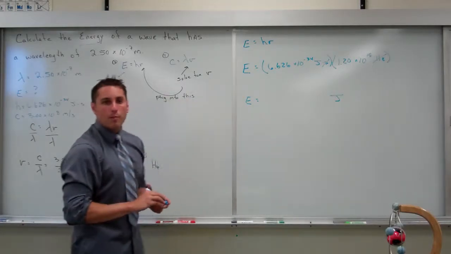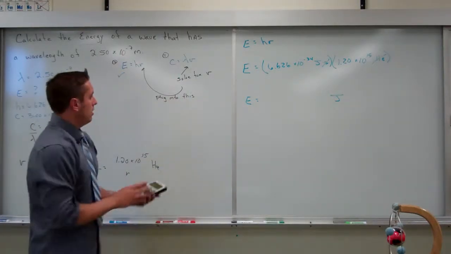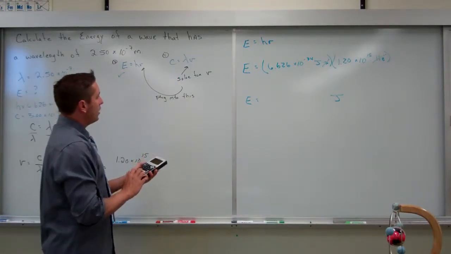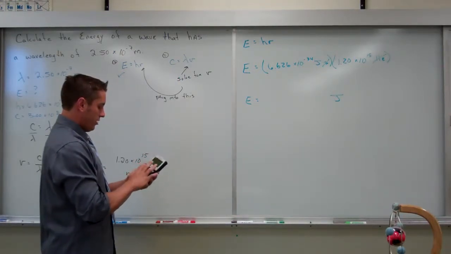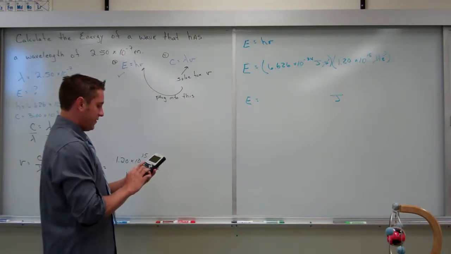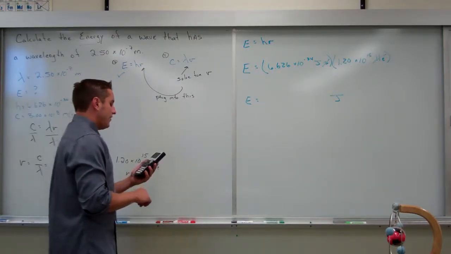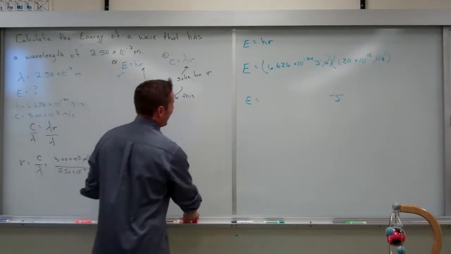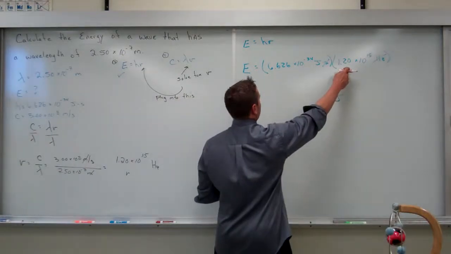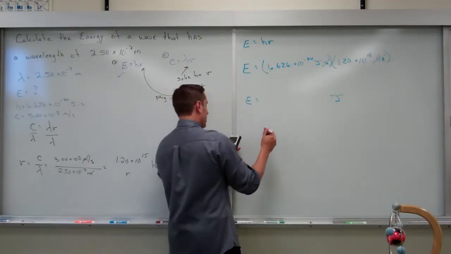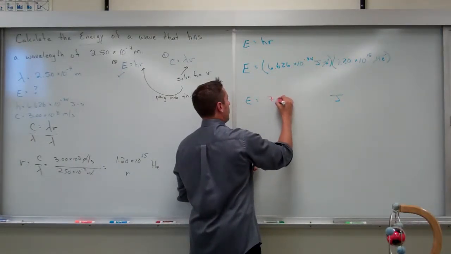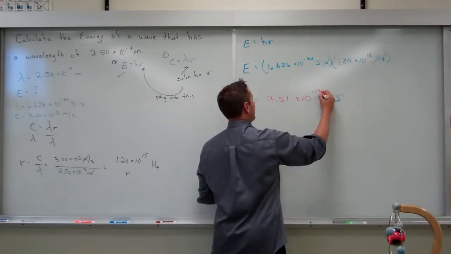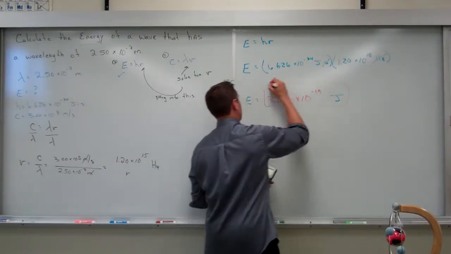And now we do one more math problem to finish out. 6.626 E negative 34 times 1.20 E 15. I get a value of 7.5144 times 10 to the negative 19th. 3 sig figs here, 4 sig figs here, means this will be 7.51 times 10 to the negative 19 joules.